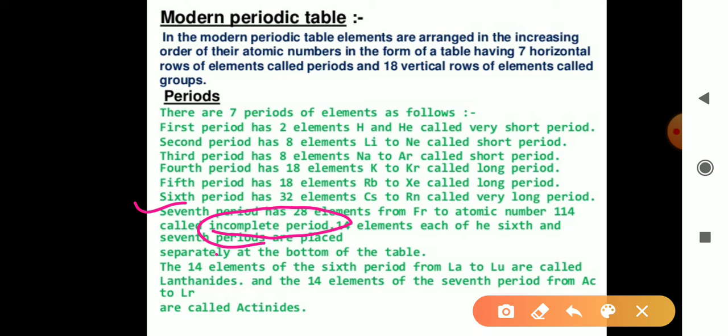Then the 14 elements each of the 6th and 7th periods are placed separately at the bottom of the table. The 14 elements of the 6th period, from lanthanum to lutetium, are called lanthanides, and the 14 elements of the 7th, from actinium to lawrencium, are called actinides.